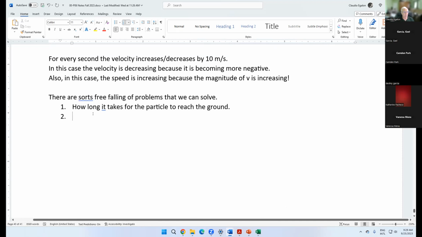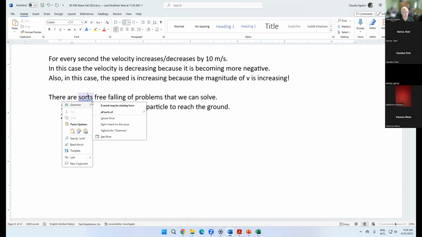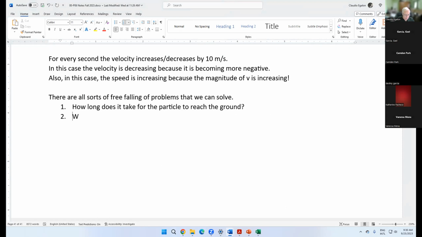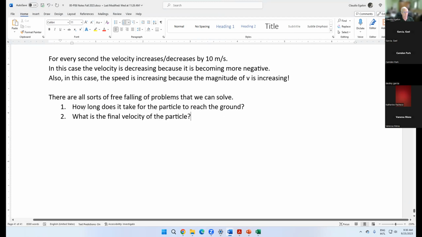Okay, so that's one type of problem. There are all sorts of free falling problems that you can solve. How long does it take for the particle to reach the ground? That's one way. What is the final velocity of the particle, right? Okay. What else?